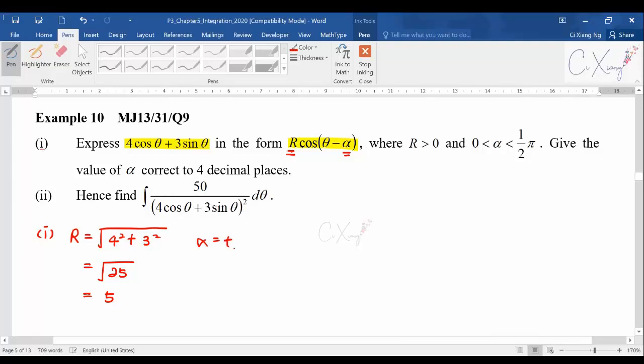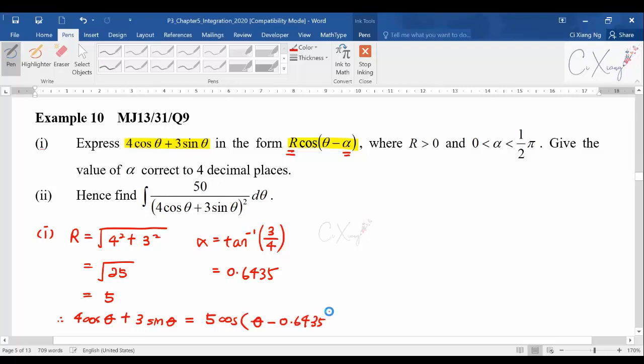And to get the alpha, it is tangent inverse B over A. So if you press the calculator, the angle alpha that you get should be 0.6435. Because they want you to give the alpha in 4 decimal places, it should be 0.6435. Therefore, if you rewrite it again, 4 cos theta plus 3 sin theta should be equal to 5 cos(theta minus alpha). So this part actually involved the chapter 3 knowledge from before.